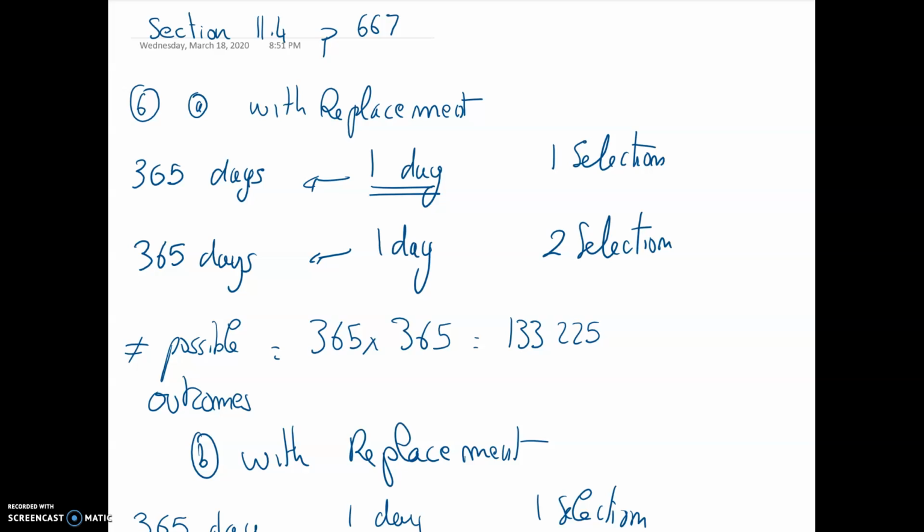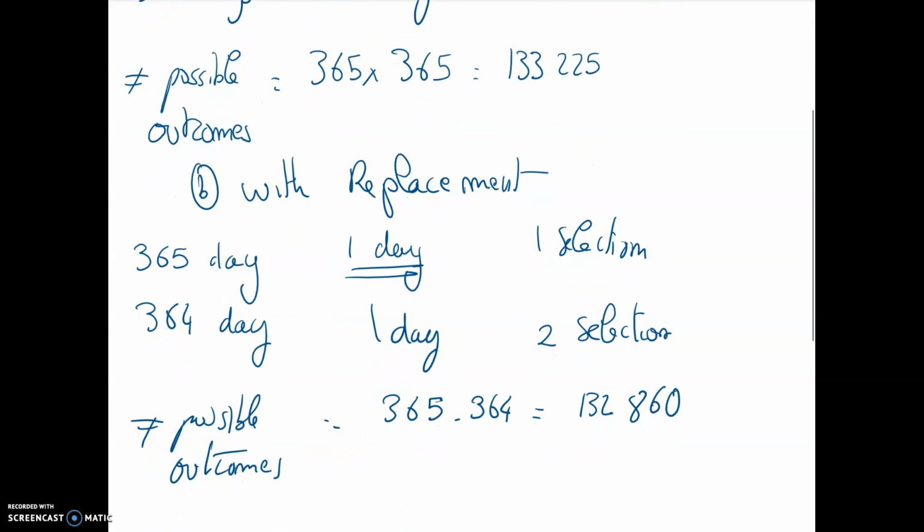So in this problem, you have 365 days, and you have to pick one of these days out of the 365, and then you put it back, which is with replacement, and you select another day. For both selections, you have 365 choices. And so the number of possible outcomes is going to be, based on the counting principle, 365 multiplied by 365. And the answer is going to be 133,225.